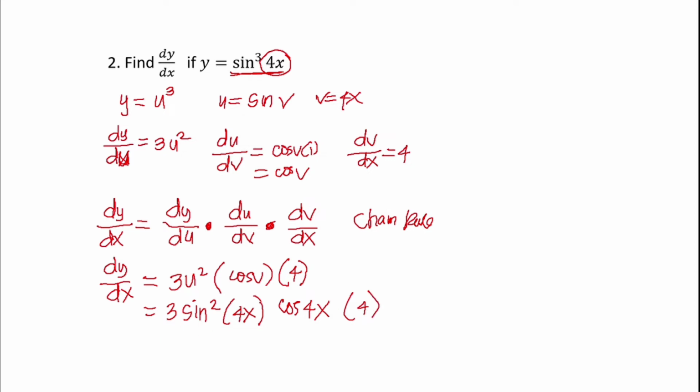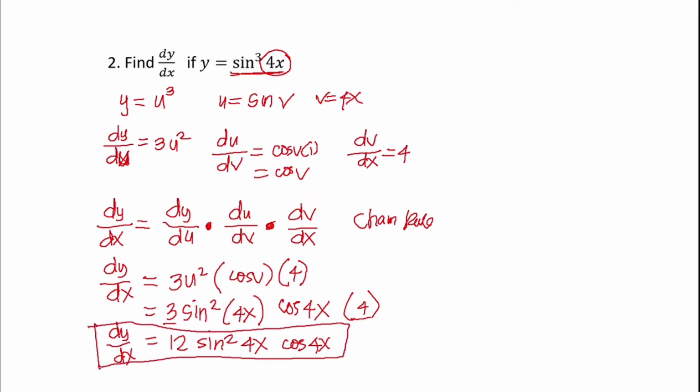Okay, so because that is dv with respect to x, we're going to simplify. We have 4 times 3 times 4, that's 12 sine squared 4x cos 4x. So therefore dy over dx, this is the final answer for this part. So that is 12 sine squared 4x cos 4x.